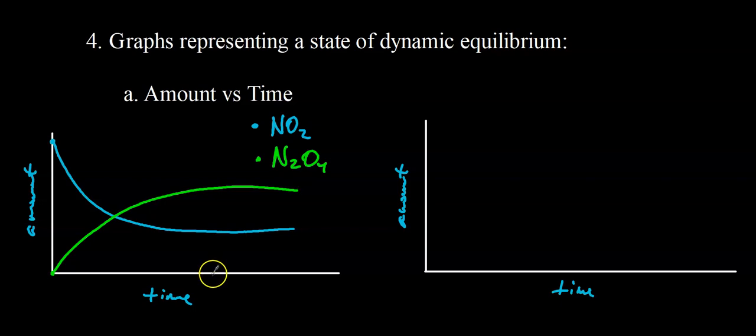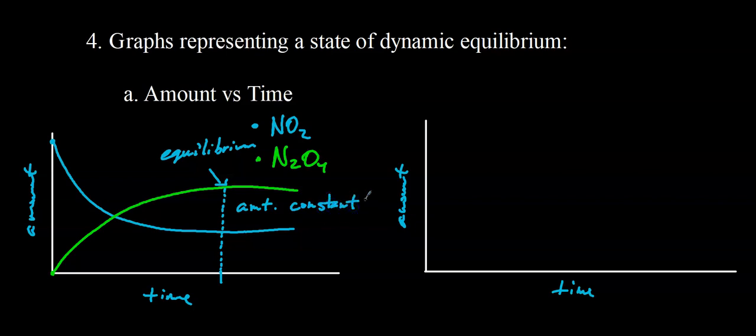So what happens at about right here after this long during the reaction? What do you notice about the amounts of the NO2 and N2O4? Well, at some point, the amount of NO2 stops decreasing and the amount of N2O4 stops increasing. At this point, we say equilibrium has been reached. Now, what is true about the amounts of these substances at equilibrium? They become constant.